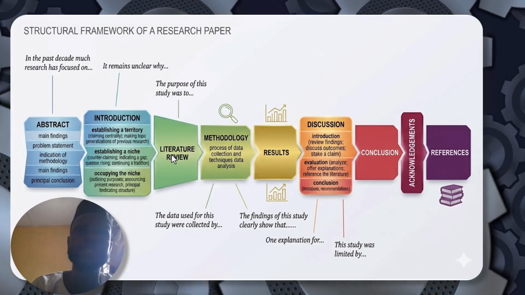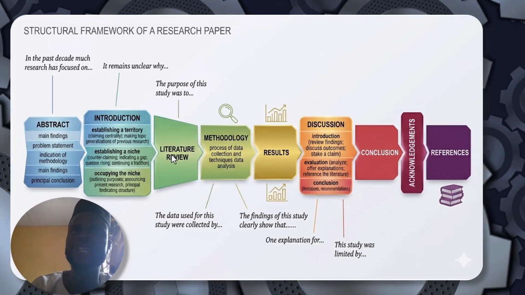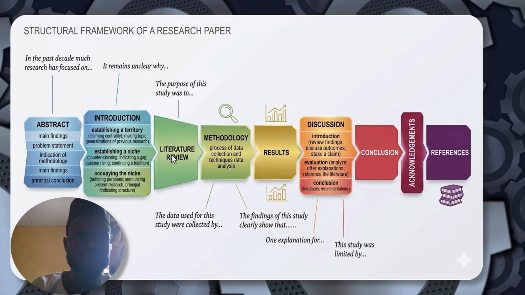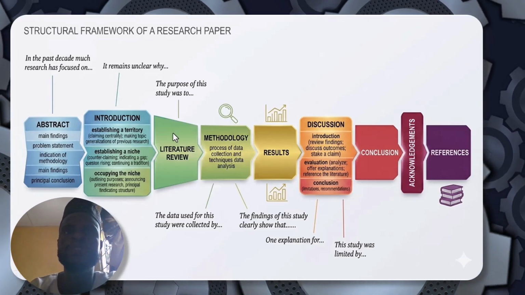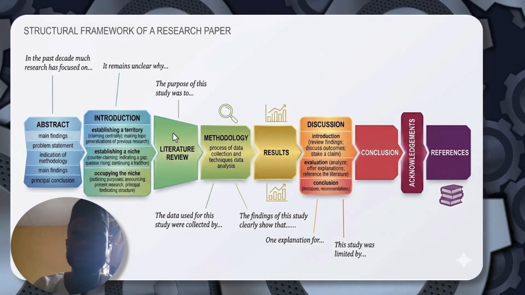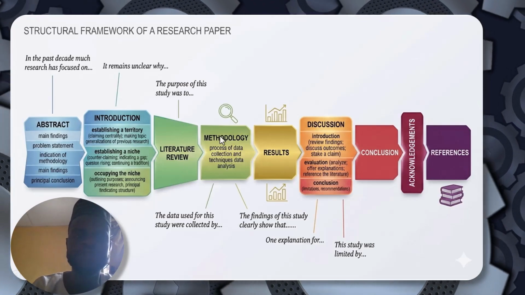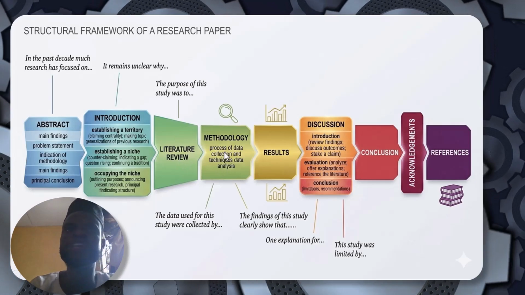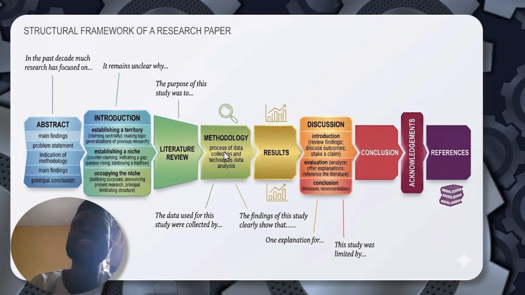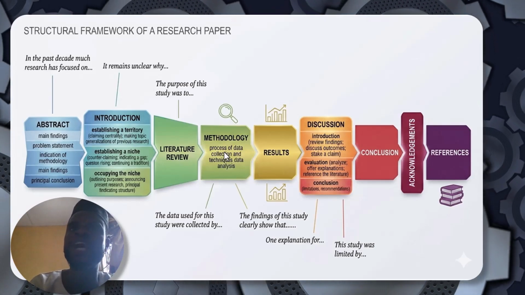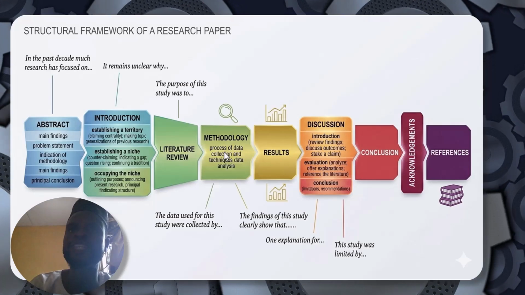Literature review should lead naturally to the need for your study. Now, after the literature review comes methodology, which is the fourth section here. This section explains exactly how the research was conducted. It tells the readers what you did, how you did it, and why you chose that approach.